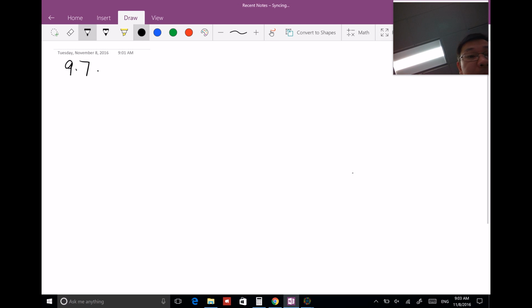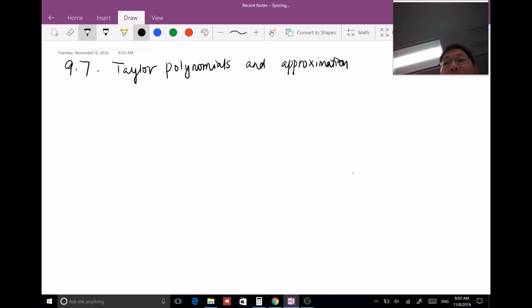This part is okay. So 9.7 is Taylor polynomials and approximation. Okay. Right, so in this section, we're going to look at the Taylor polynomials and the approximation to the functions. So how polynomial functions can be used to approximate other elementary functions.